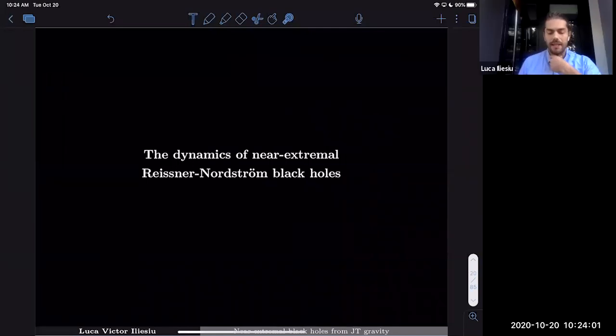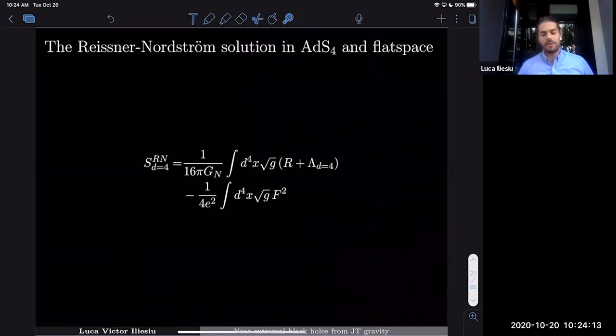Okay. I'll start by reviewing a little of the dynamics of near-extremal Reissner-Nordstrom black holes from a slightly different perspective than what people usually do in GR books. As you all know, the Reissner-Nordstrom black holes are solutions to the Einstein-Maxwell action, which includes a curvature term, a cosmological constant term, and the Maxwell term.